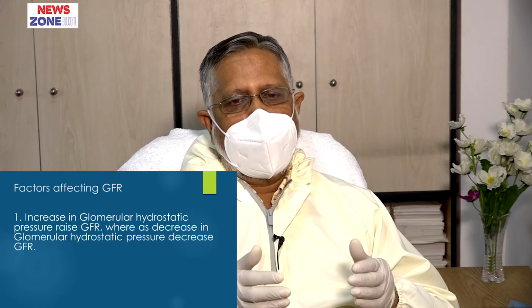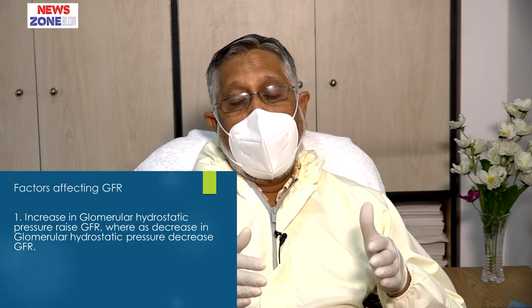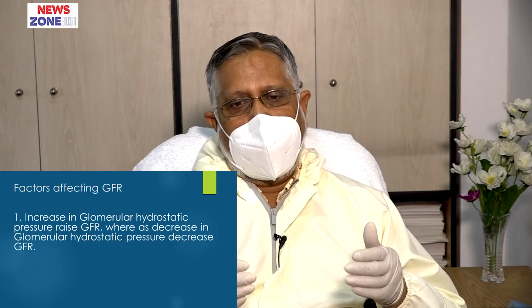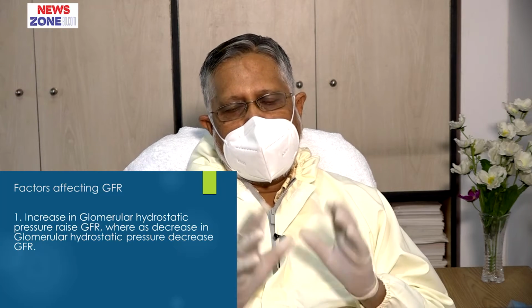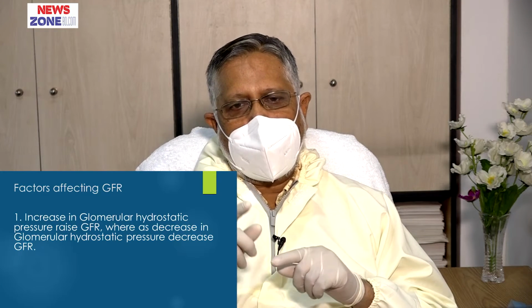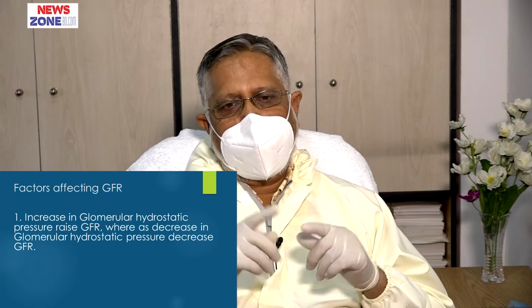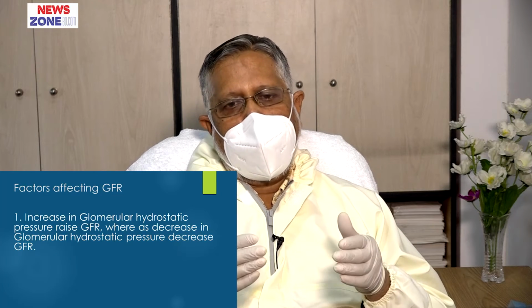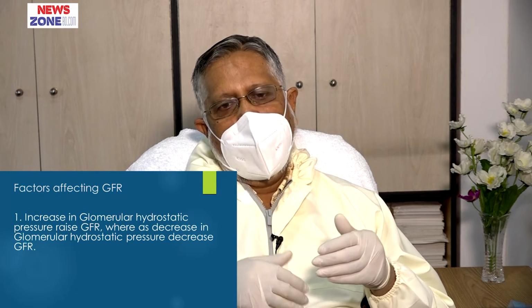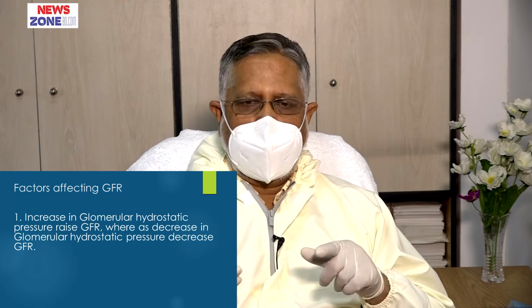Now you come to a very common question in the SAQ: what are the factors affecting glomerular filtration rate? From this discussion, you can easily understand that the major factor is the glomerular hydrostatic pressure. If glomerular hydrostatic pressure increases, GFR will increase. If glomerular hydrostatic pressure decreases, GFR will decrease. That is, it is directly proportional.